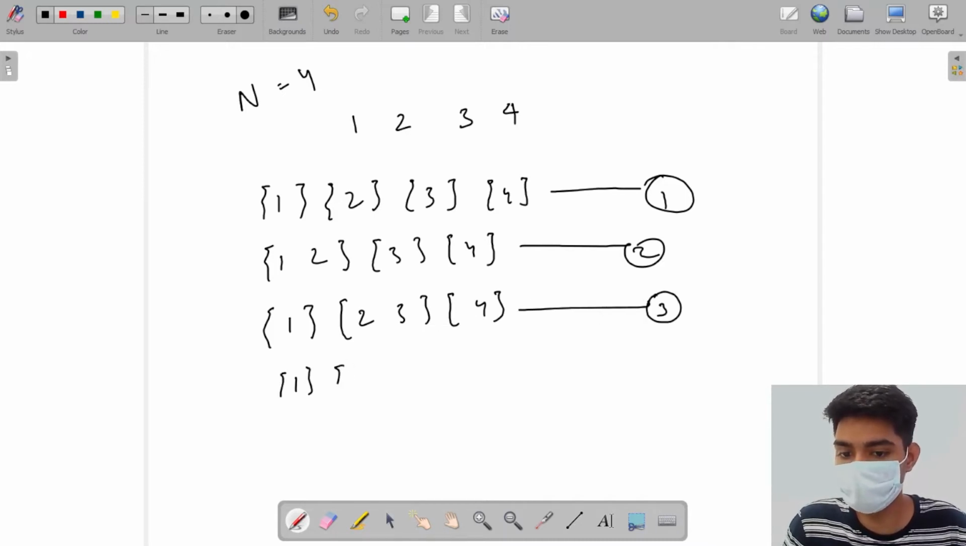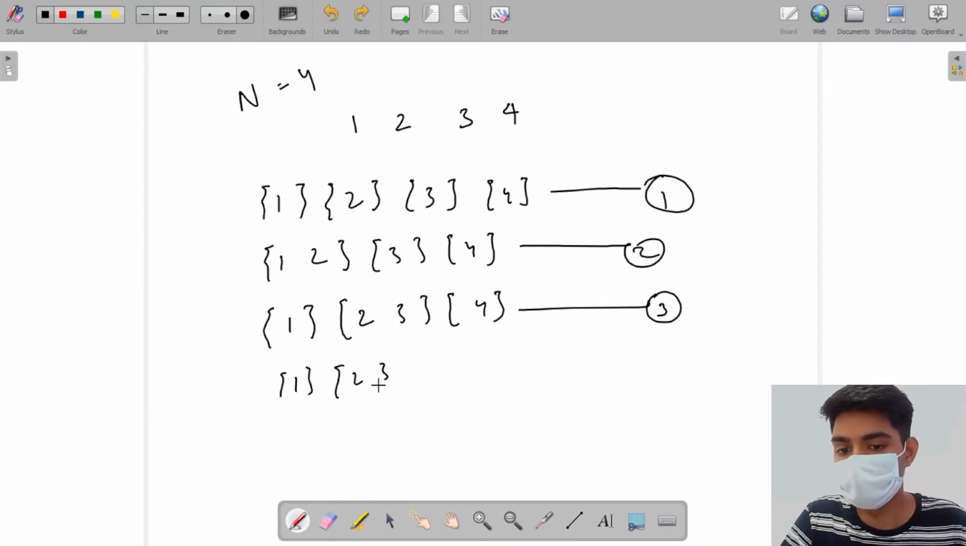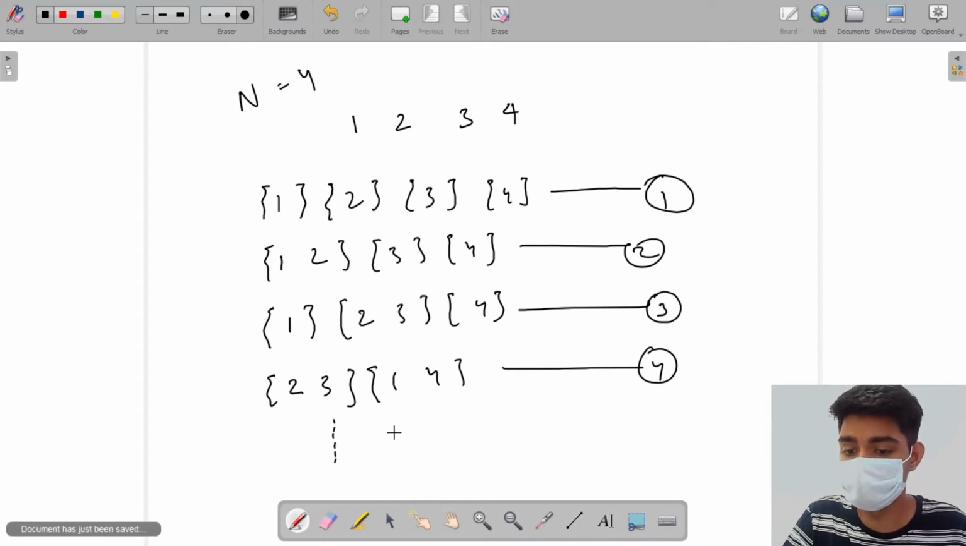But 2, 3, and 4 together is not a valid way, because now they are not going in a pair. They are going in a group, and we are not considering groups. We are only considering pairs, so this is not a valid answer. We can have something like 2 and 3 going in a pair, and 1 and 4 also going in a pair. So this is also an answer. Similarly, there are going to be many answers.